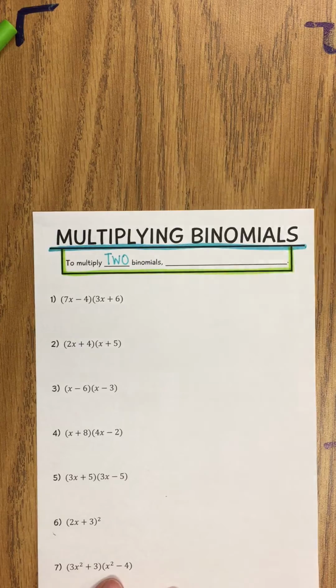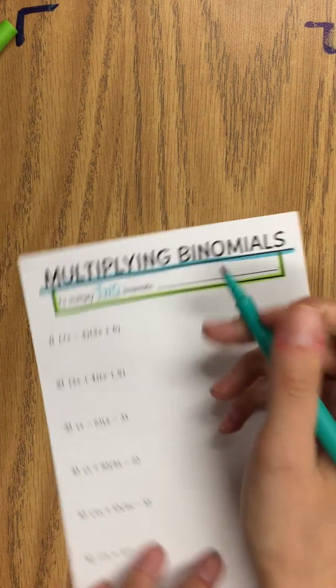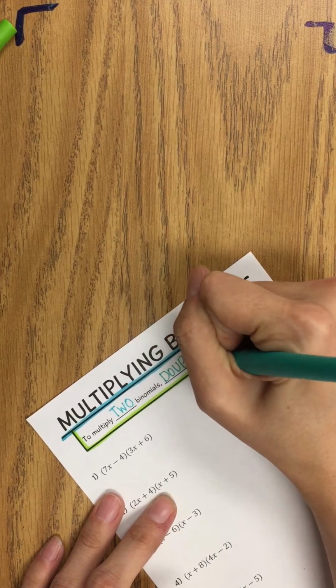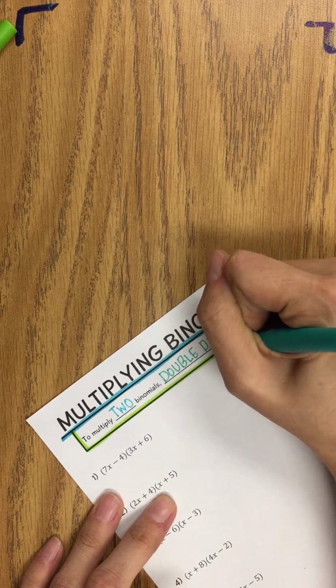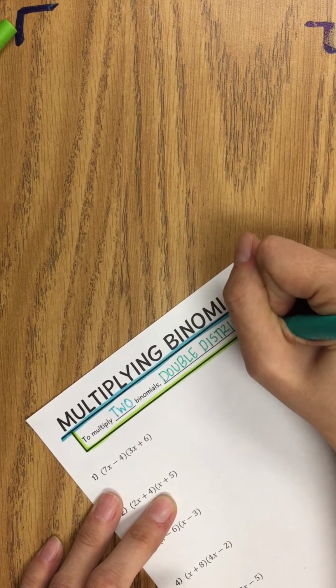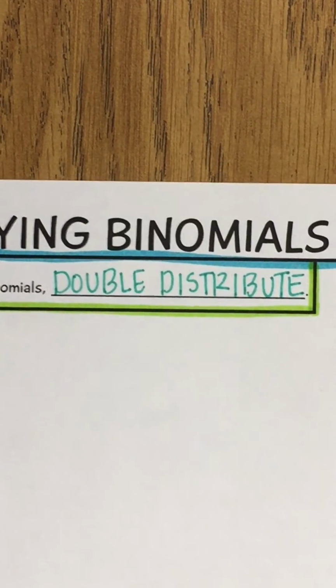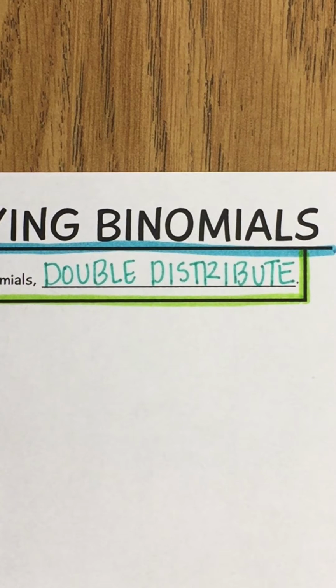So hopefully you've heard that expression before. You're going to hear it a lot this year. It is double distribute. So hopefully that name is going to give you some kind of indication about what's going to happen here. We are going to use the distributive property again. It's just going to look slightly different as we move through the problems.